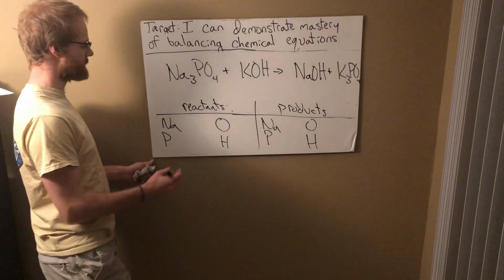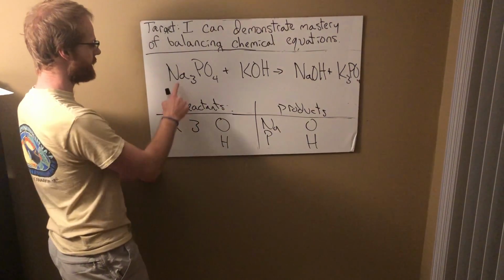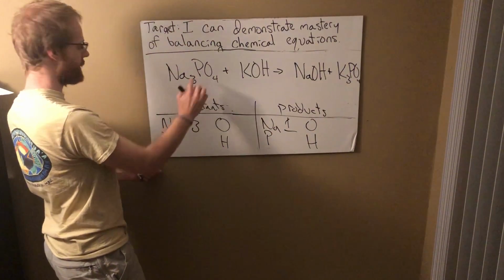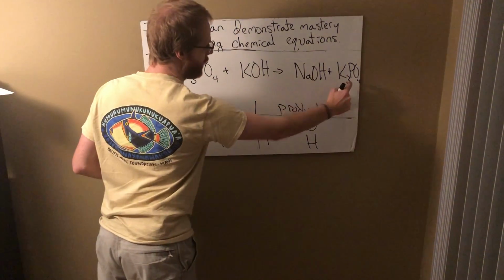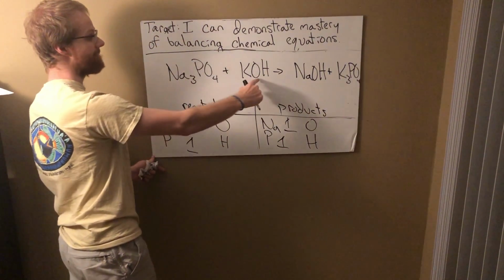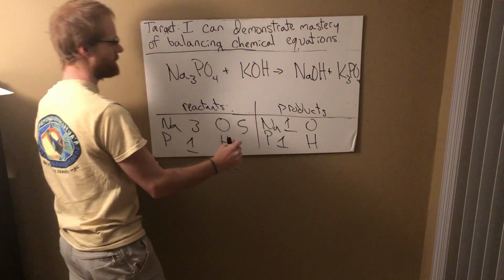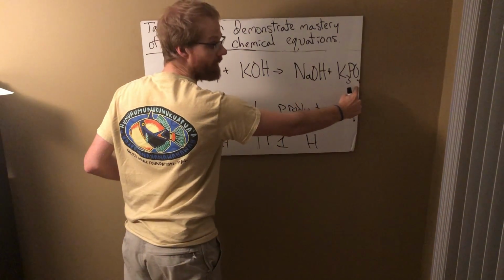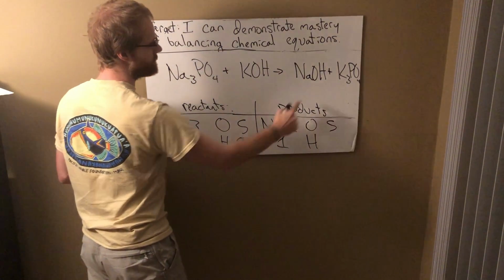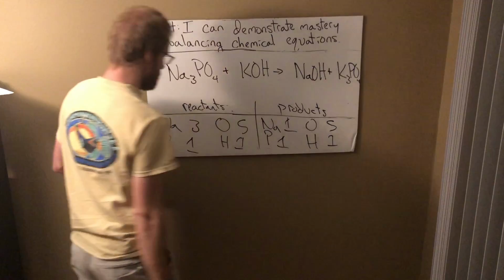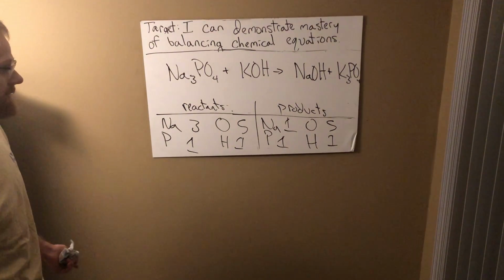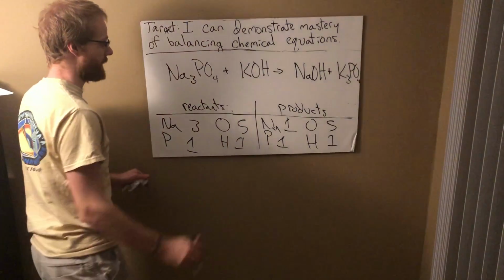All right, so let's first off just count off the elements. We've got 3 sodium, we've got 1 sodium, 1 Na. We've got 1 P, we've got 1 P. Oxygen's tricky. 1, 2, 3, 4, 5 oxygen. 1, 2, 3, 4, 5 oxygen. 1 hydrogen, 1 hydrogen. Nice, and frankly, this looks like it's pretty close to being balanced. The only thing that's not balanced is our Na. So let's try and balance the Na.